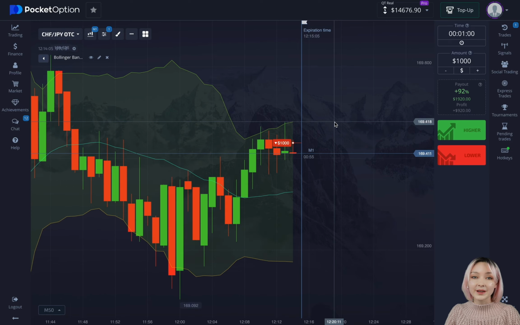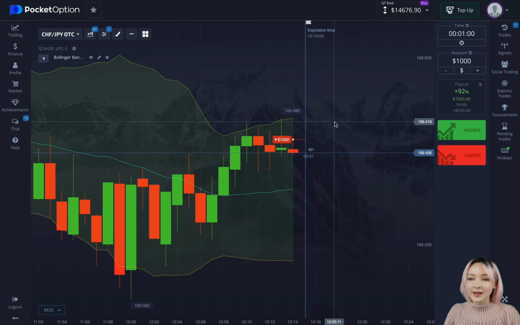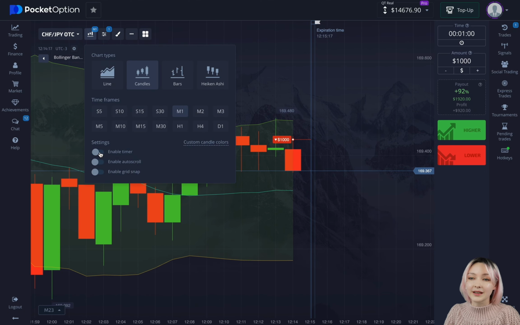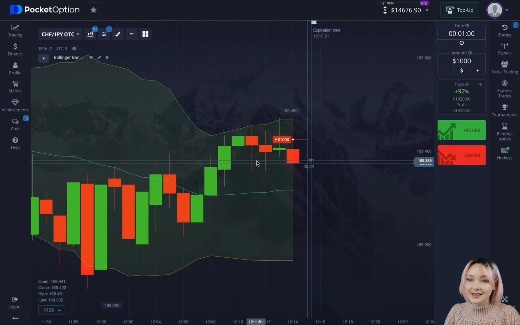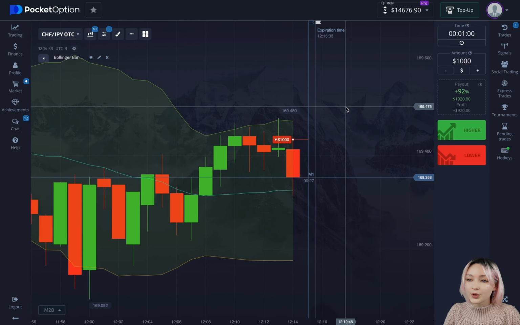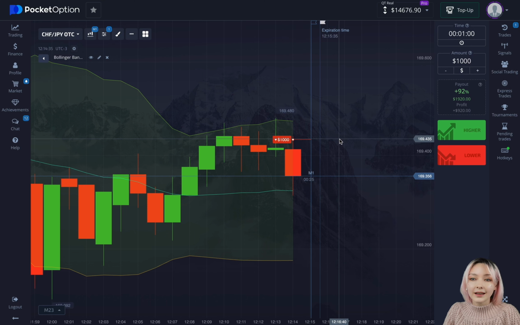So the fourth rule is pretty obvious as well. We only open a deal with a new candle. Make sure to turn the timer on in order to see how much time is left till the current candle is entirely formed and fixated. This rule is essential for strategies that are based on candle analysis, as you can't be 100% sure what kind of a candle it will end up to be while it's still in the process of formation.